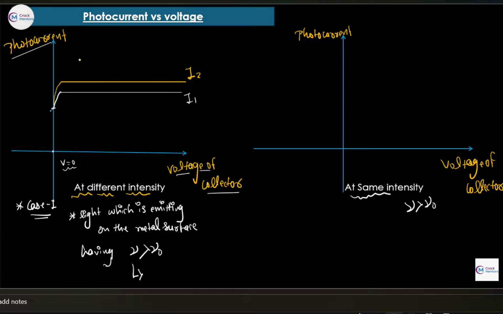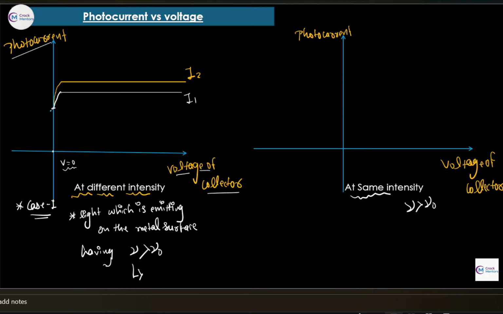Why, sir? There is an increase in photocurrent for the intensity I2 because, again, intensity is directly proportional to the photocurrent. That's why it is happening. Afterwards, it remains constant as well, because the intensity is the same for this other light. So this is the case that I've discussed.